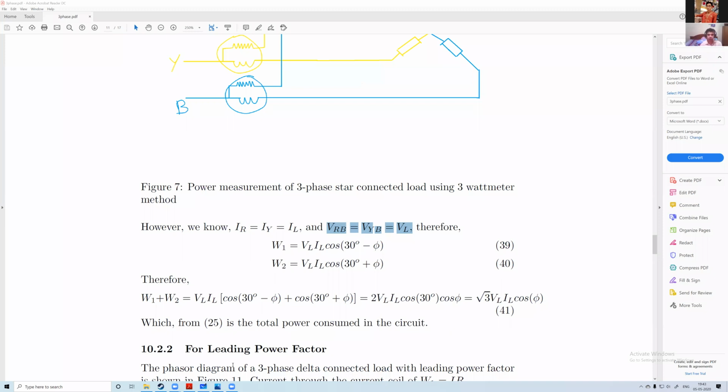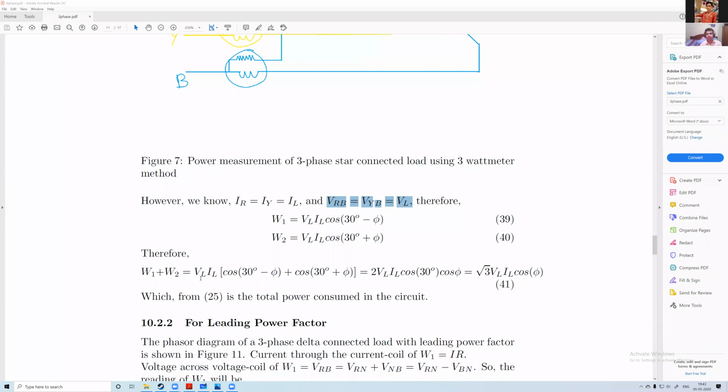Correct? So what is W1 plus W2? Simply add them, right? And we do some trigonometric simplification and find that this equation 41 is okay. We do some basic trigonometric simplification.